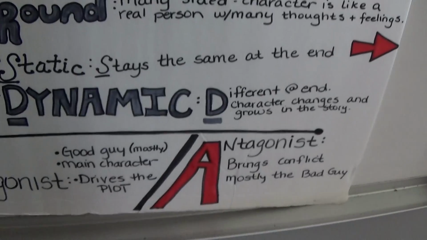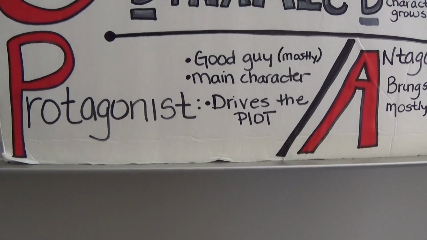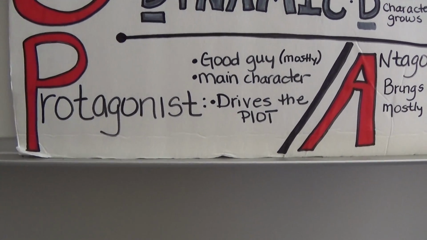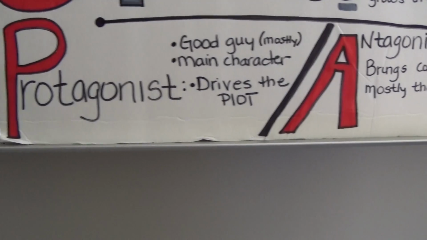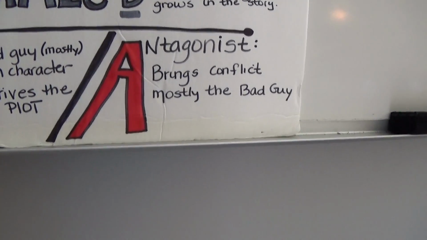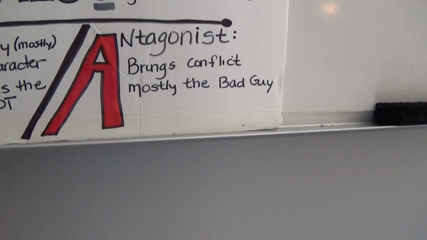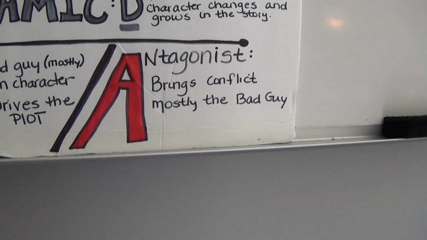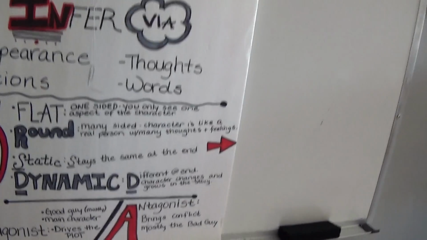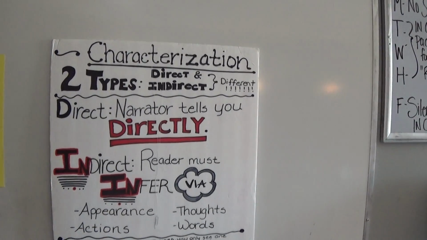Now, 2 more types of characters are protagonists and antagonists. Protagonists are typically the good guys. They're your main character, and they drive the plot. It's their story. The antagonist brings the conflict, and they're mostly the bad guy. So those are the words that you need to know for characterization.